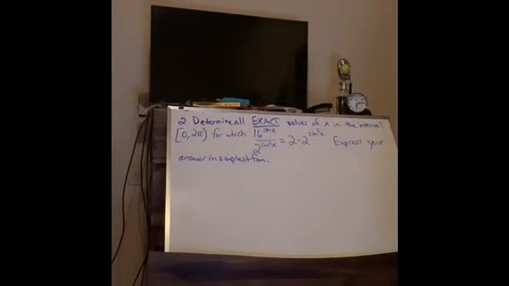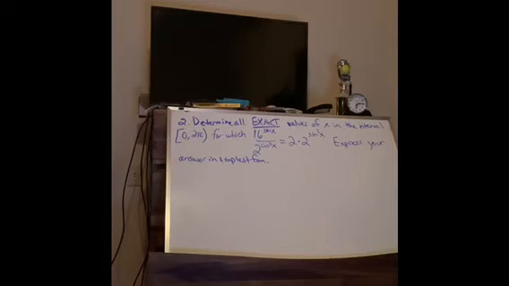Alright, so number 2 is determine all exact values of x in the interval from 0 to 2 pi, where you don't include 2 pi, but you include 0, for which 16 to the sine x power over 2 to the cosine squared x power is equal to 2 times 2 to the sine squared x power. Express your answer in simplest form.